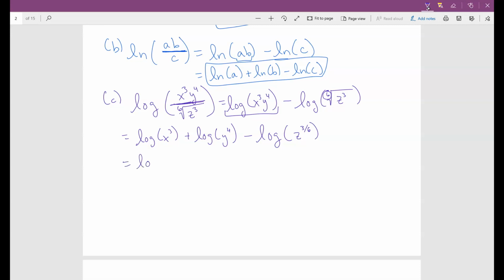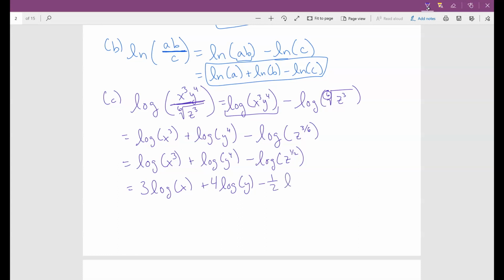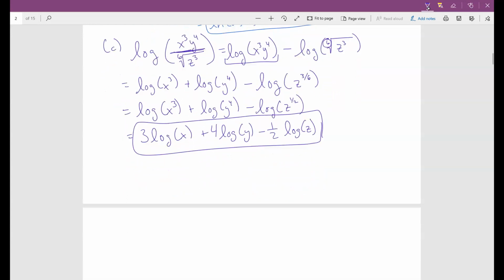So this is going to be log of x cubed plus log of y to the fourth minus log of z to the power of, this is just going to be 1/2. And now finally we can use property number 3. So it's going to be 3 log of x plus 4 log of y minus 1/2 log of z. And this will be my final answer. Okay?